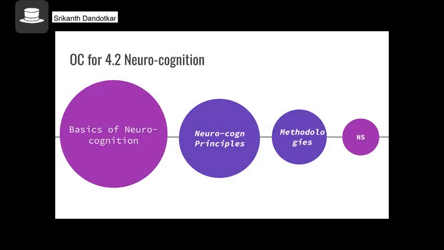This brings us to the next outcome for this particular unit, which is the principles of neurocognition. And specifically, there are several principles, but we're specifically going to talk about the two most important principles for the purpose of this class. And those are contralaterality and hemispheric specialization.